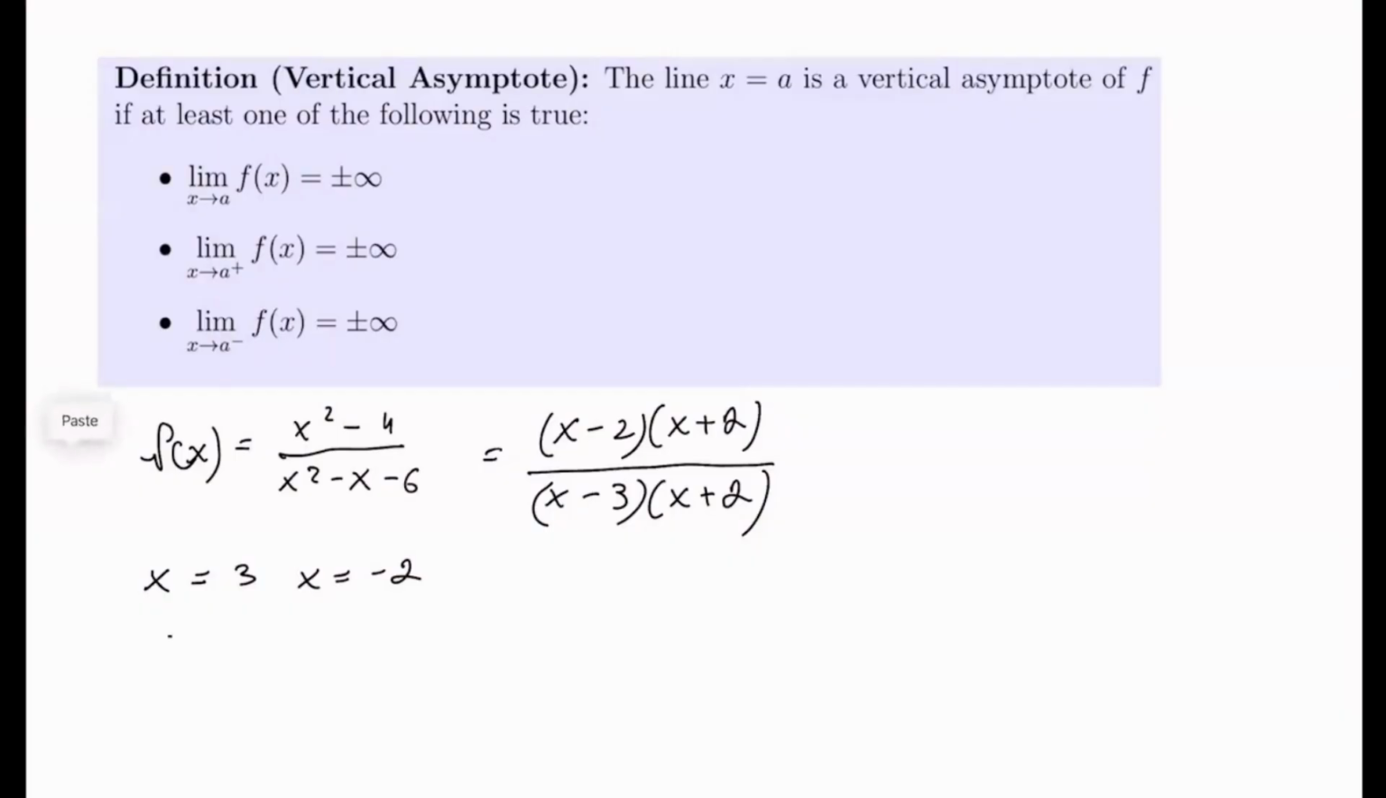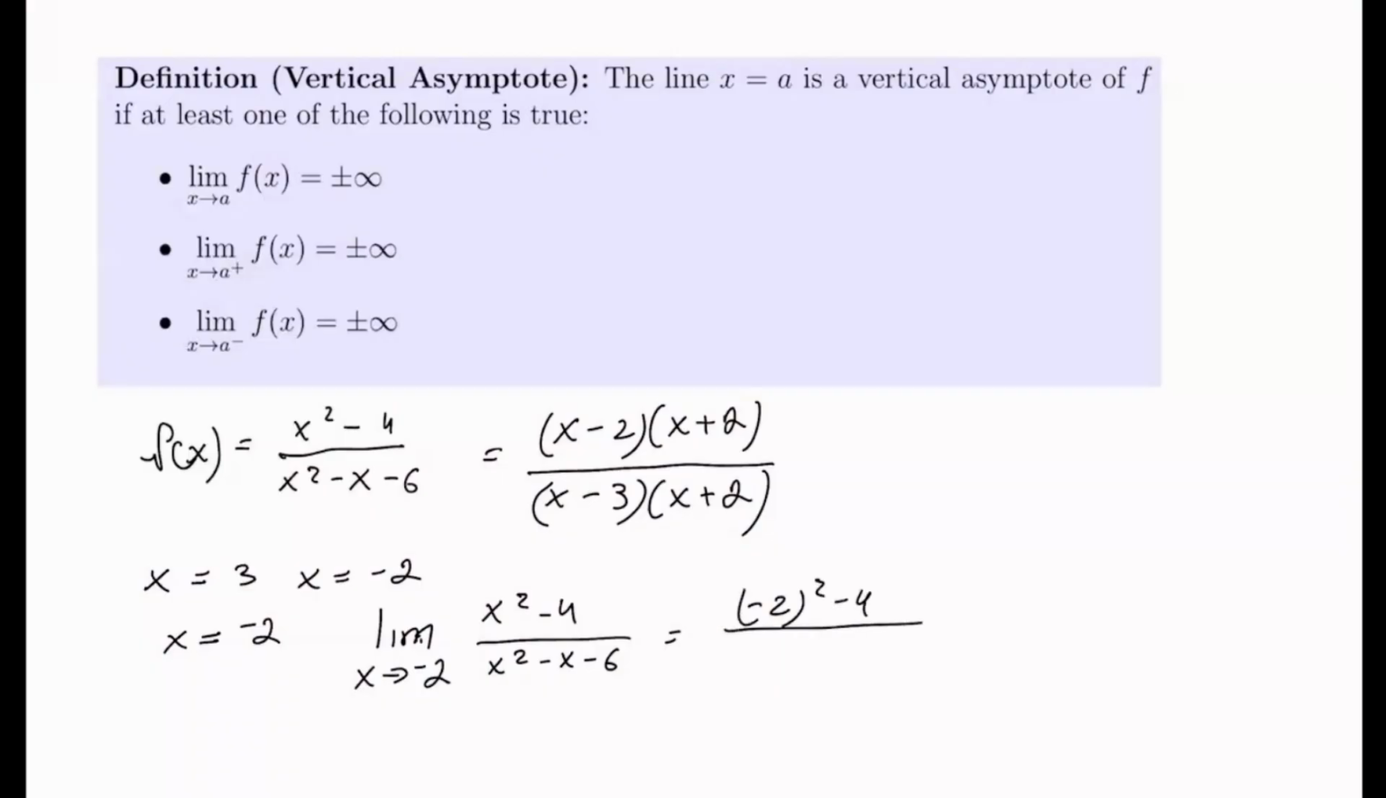At x = -2, the limit as x approaches -2 of (x^2 - 4)/(x^2 - x - 6). When we do the direct substitution, we get ((-2)^2 - 4)/((-2)^2 - (-2) - 6). We have 4 - 4, that's 0, and we have 0 in the denominator, so we have an indeterminate form. What does it mean?